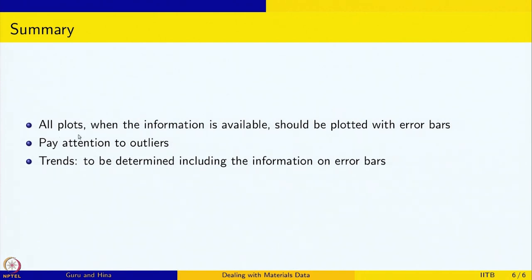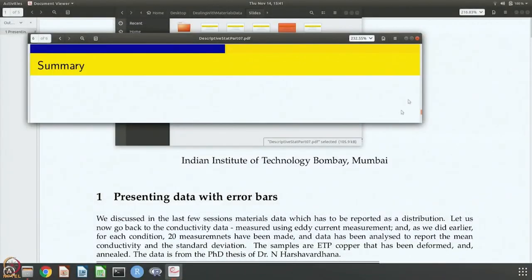So all plots, when the information is available, should be plotted with error bars. If you have information on standard deviation, which you would generally have, you should always put the error bars in the plots. It is incorrect to plot without error bars, and I will show you why and how. And one should always pay attention to outliers. And when we look at trends in the plots, we should look at the information coming from error bars also to interpret the results. So, this is what we are going to learn from this session, and we are going to learn that by doing the analysis in R. So, let us do that, okay.